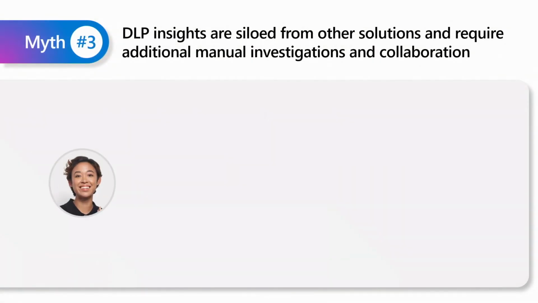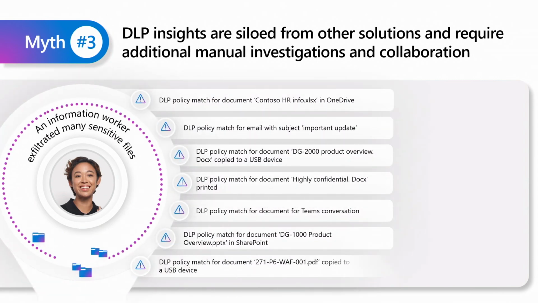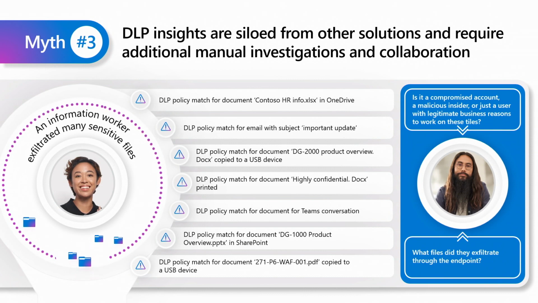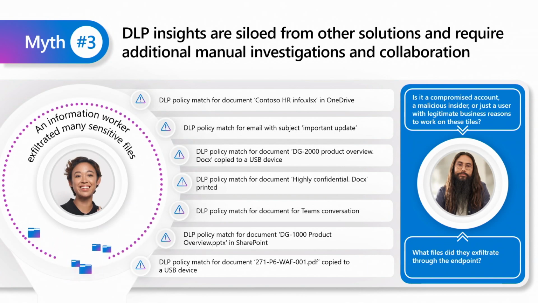So that leads us to myth number 3, which is that DLP insights can be siloed. As a data security admin, you might see a user triggering multiple DLP alerts, but you still don't know how to handle these alerts because you don't have enough context. It could be a compromised account. It could be a malicious insider. It could also be just a user who tried to work with confidential information. And not to mention, if those activities happen on the endpoint, a lot of the time you don't even know what other files got impacted.